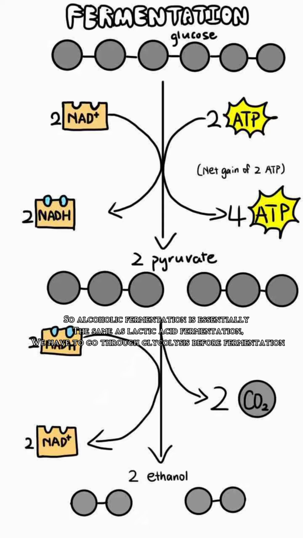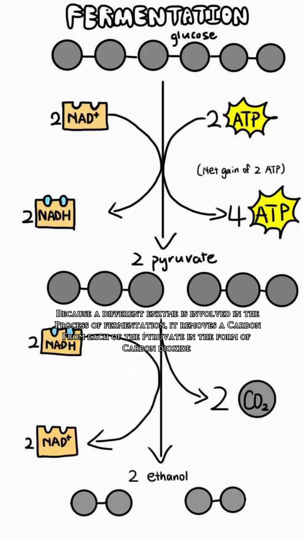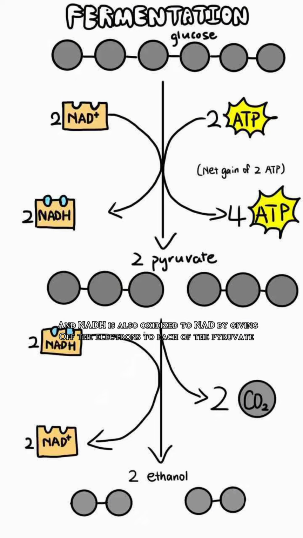So alcoholic fermentation is essentially the same as lactic acid fermentation. We have to go through glycolysis before fermentation. Now after glycolysis happens, this is where it's different from lactic acid fermentation, because a different enzyme is involved in the process of fermentation. It removes the carbon from each of the pyruvate in the form of carbon dioxide, and NADH is also oxidized to NAD+ by giving off the electrons to each of the pyruvate.